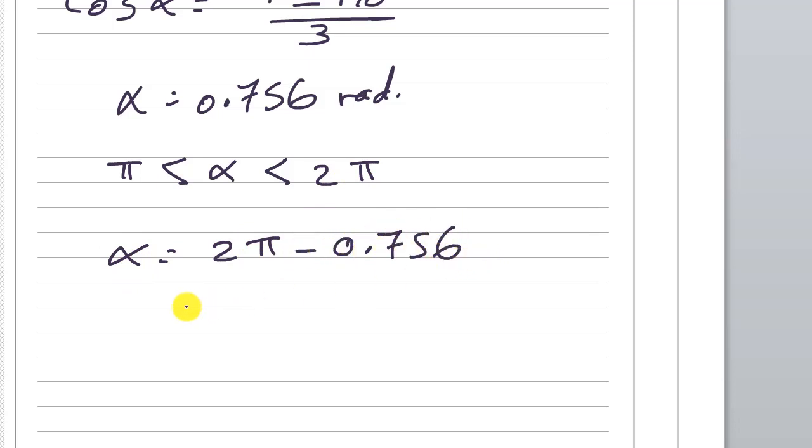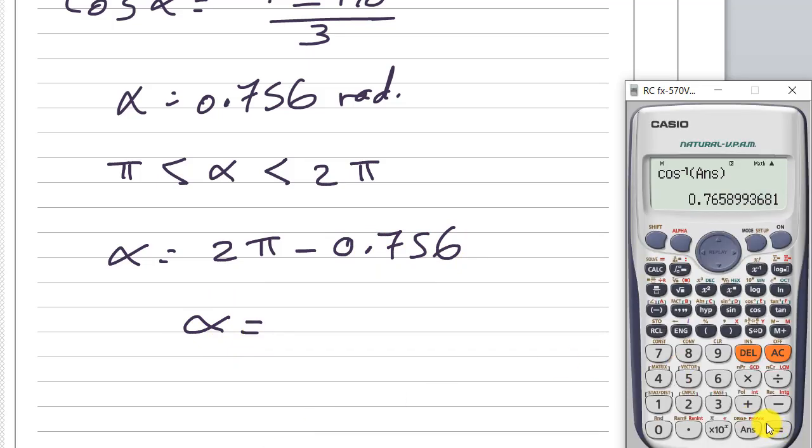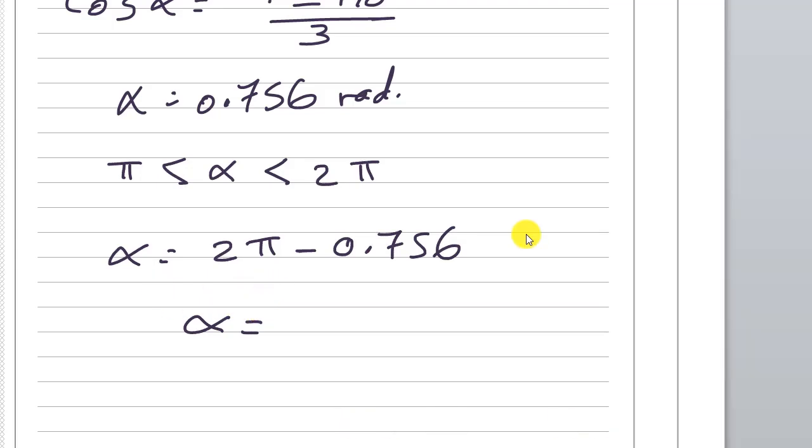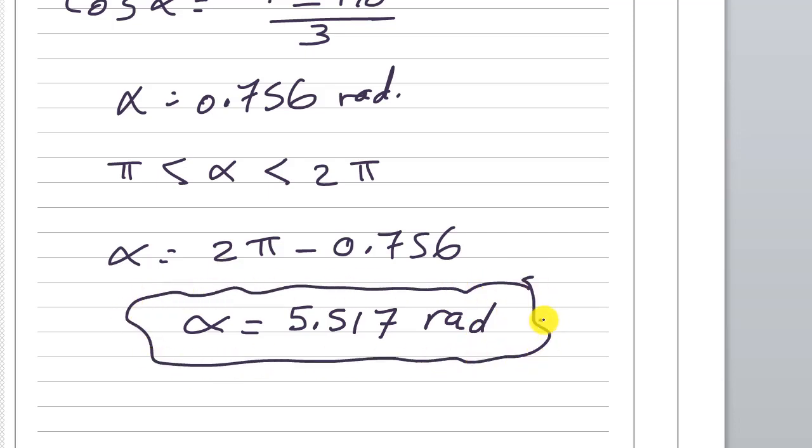0.756. So alpha is equal to, let us find this value, 2 shift pi minus answer equal to 5.517. Alpha is 5.517 radian. And this is the answer of this part. Remember all the time the condition given. Okay, let us go ahead to another question.